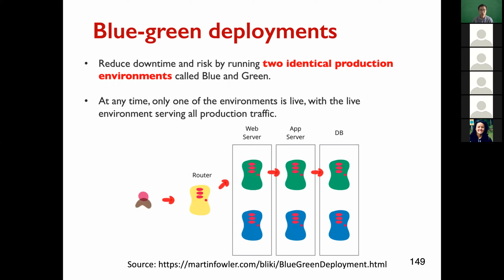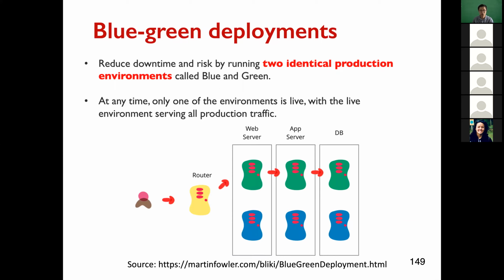What is a blue-green deployment? This deployment reduces the downtime risk by running two identical production environments called blue and green. Instead of running one production environment, we run two, right? So we have a green one and also a blue one, two production environments. In one production environment, we run the old version. In another environment, we run a new version.